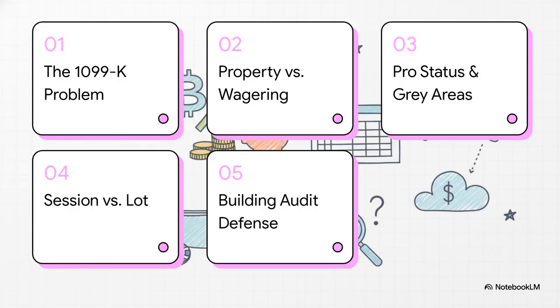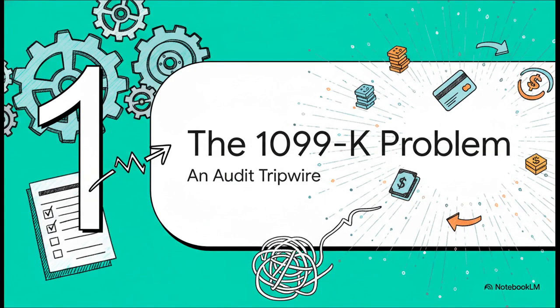We've broken this down into 5 key parts. First up, we're going to tackle the huge reporting problem that the Form 1099-K creates. It's the source of so much confusion. Then we'll dive into the fundamental split in the tax code, treating an activity as property versus treating it as wagering. From there, we'll get into the weeds of professional status and some really tricky gray areas like prediction markets. Then we'll cover the nuts and bolts of substantiation. And finally, we'll wrap it all up with a real-world blueprint for building an audit defense that can actually stand up to scrutiny. All right, let's jump right in.